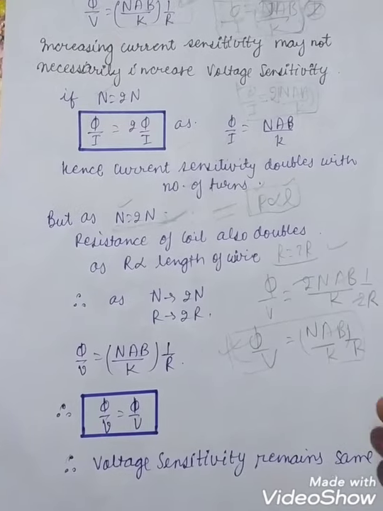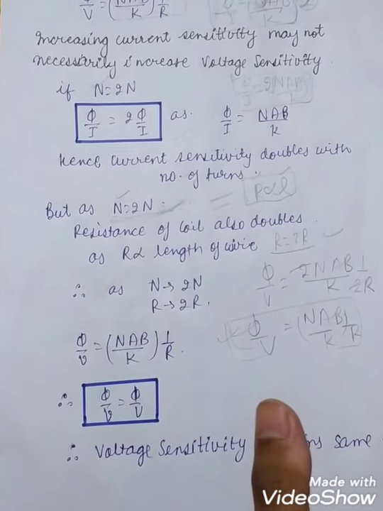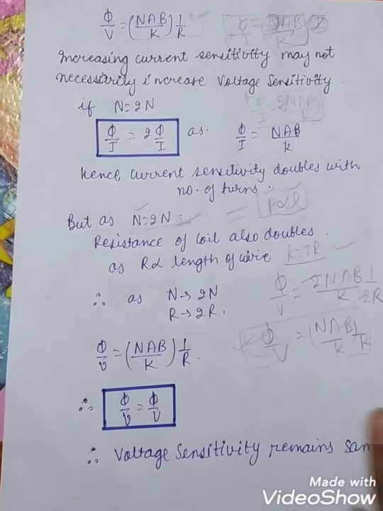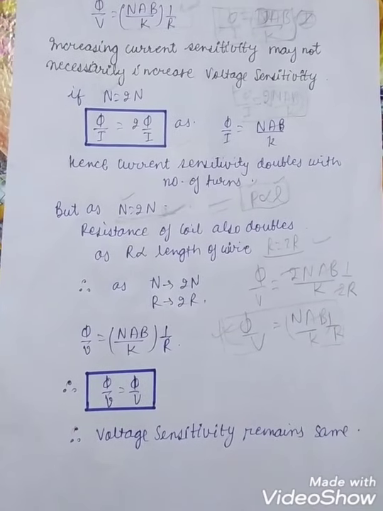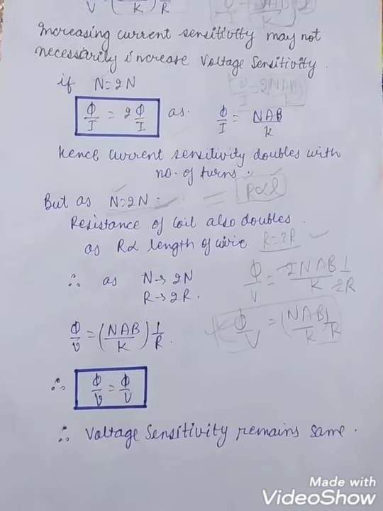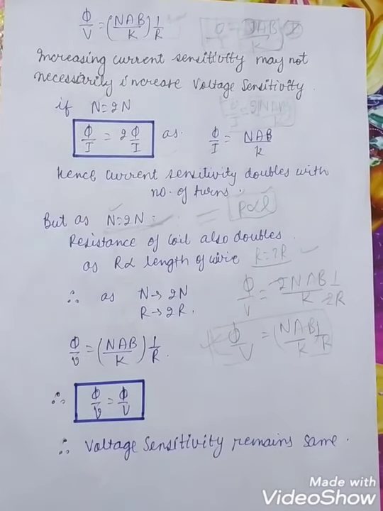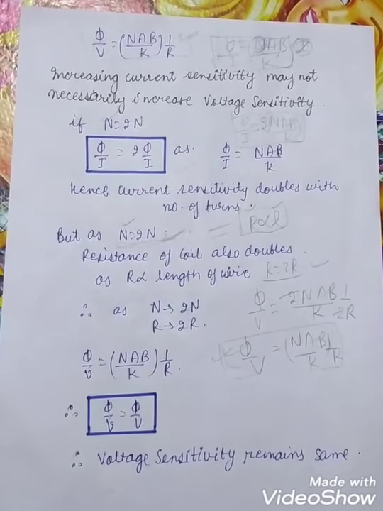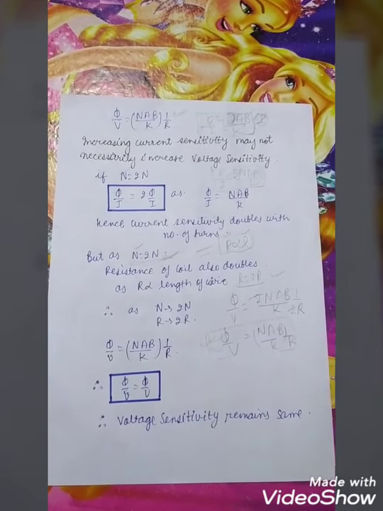So what we have found is that if we change current sensitivity, there might be a change in the voltage sensitivity, or there might not be any change. Hence, what can we conclude? We can conclude that the modifications required for the conversion of a galvanometer into an ammeter might be different, or might not be different, from the requirements for the conversion of a galvanometer into a voltmeter.